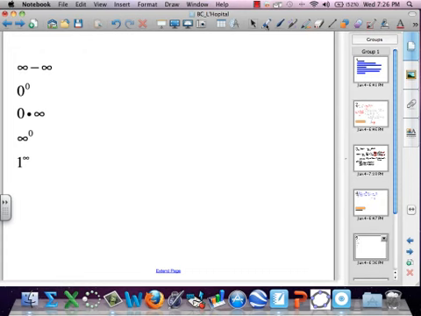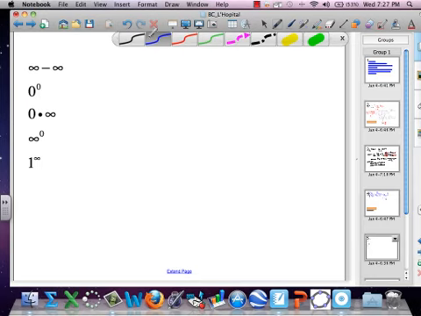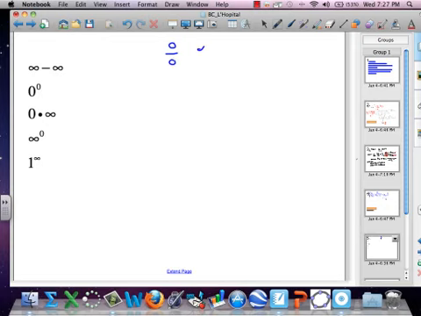Now, this is really the meat of today's lesson: there are other indeterminate forms besides 0 over 0 and infinity over infinity. Those are the two most common. But these down here are also indeterminate forms. So let's talk about them real quick.